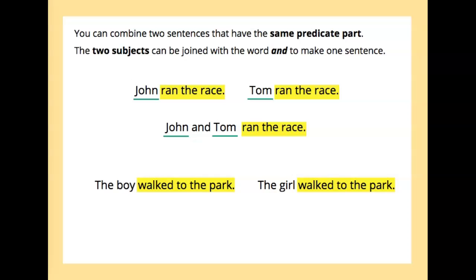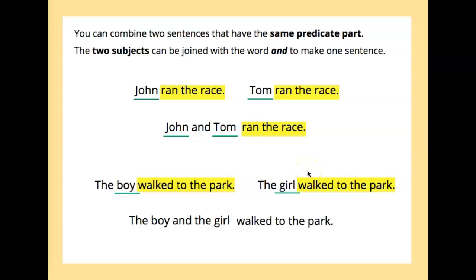What's the subject in the first sentence? It is boy. What's the subject part in the second sentence? It is girl. We combine the two subjects with the word and. The boy and the girl. What about the predicate part? We add the same predicate part from the two sentences.